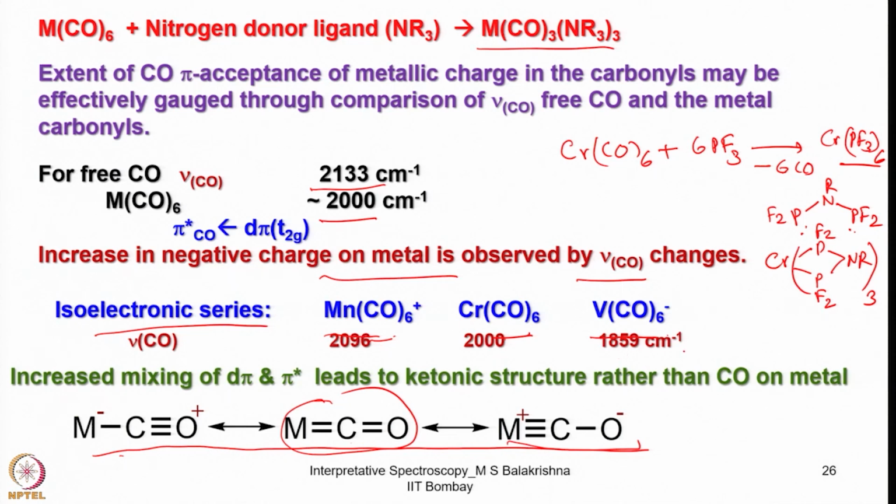So as the electron density increases on the metal center, stretching frequency also decreases because more and more electrons will be promoted to pi star. This also we can call charge transfer, metal to ligand charge transfer. In spite of its isoelectronic series, because of the positive charge and negative charge, this observation can be made easily.